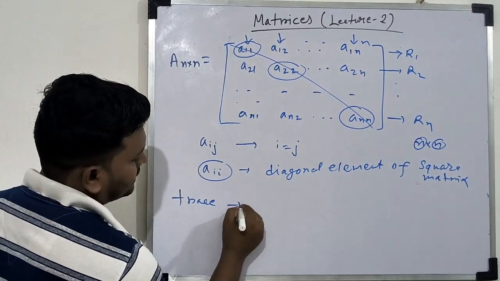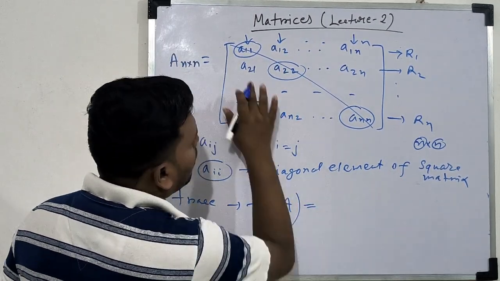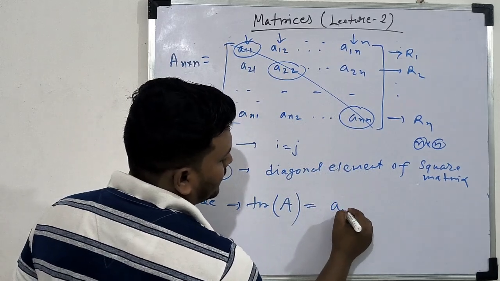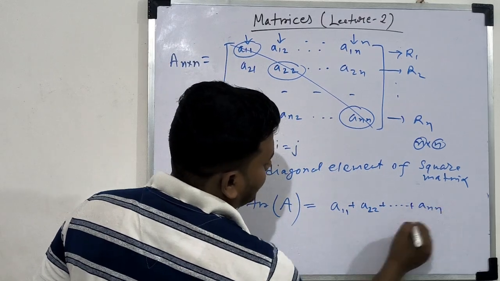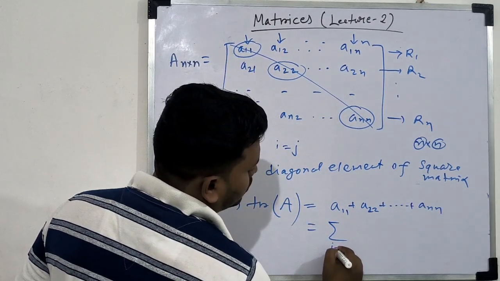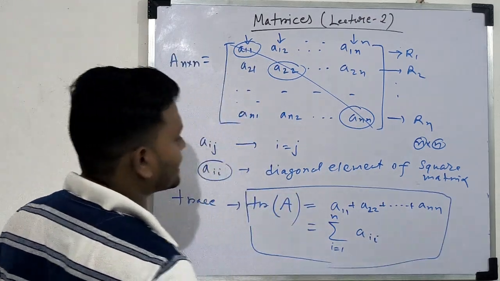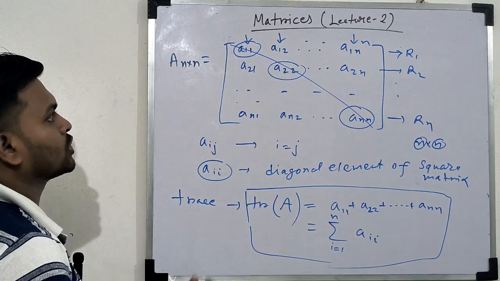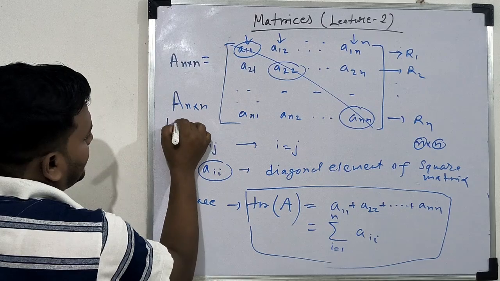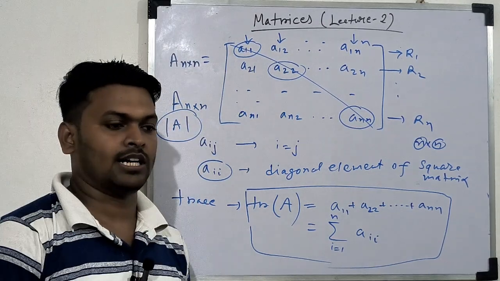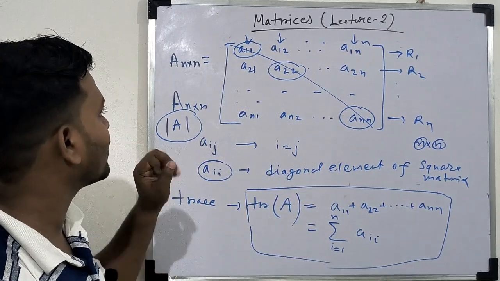And trace is defined as tr of this n cross n matrix is the sum of diagonals, that is a11 plus a22 plus dot dot dot plus ann, that can be written as summation i equal to 1 to n of aii. So this is the trace. Regarding trace, there is a theorem, and also a square matrix has a determinant. If A is an n cross n matrix, that is a square matrix, then the determinant is denoted as this, and we will discuss how to find the determinant of a square matrix. So now we focus on matrices.